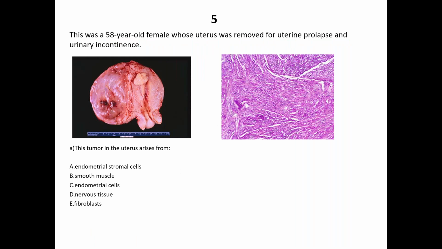The next one: a 58-year-old female whose uterus was removed for uterine prolapse and urinary incontinence. For this tumor, both the H&E and the gross specimen are shown. The tumor arises from endometrial cells or smooth muscle cells. So this is what we want to ask.